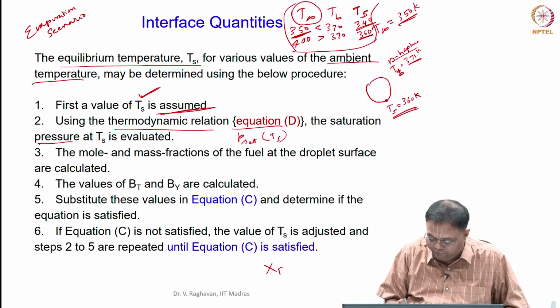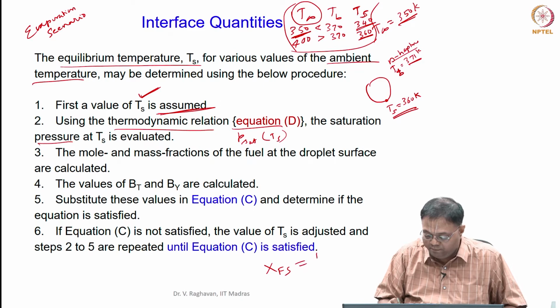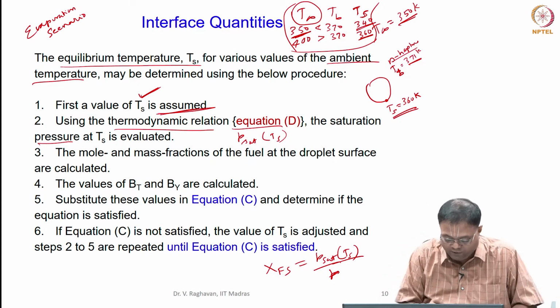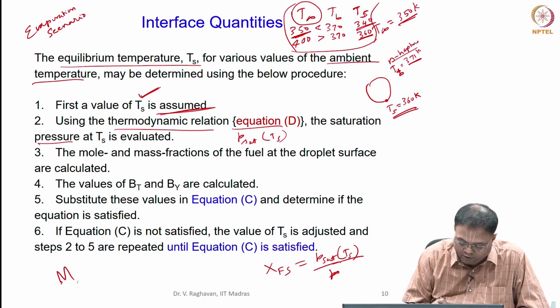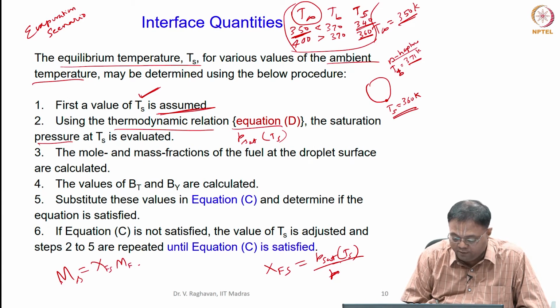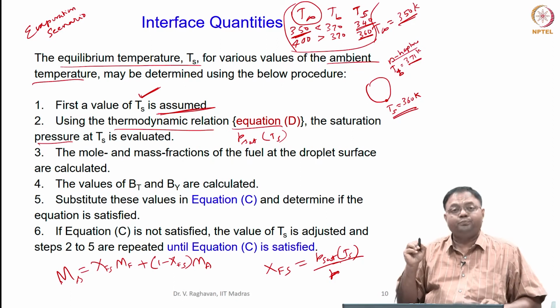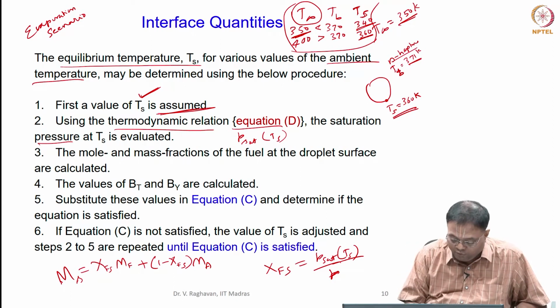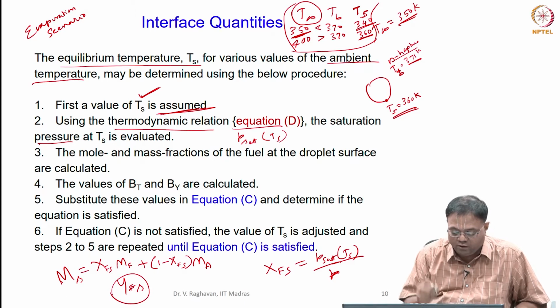So, XFS is calculated as Psat at Ts divided by P. Now you know this. So, what is the molecular weight of the mixture? Molecular weight at the interface will be equal to XFS times the molecular weight of the fuel plus (1 minus XFS) times the molecular weight of the ambient gas A. Okay, now you know this. Now find YFS. Molecular weight of the mixture is known, and find YFS.